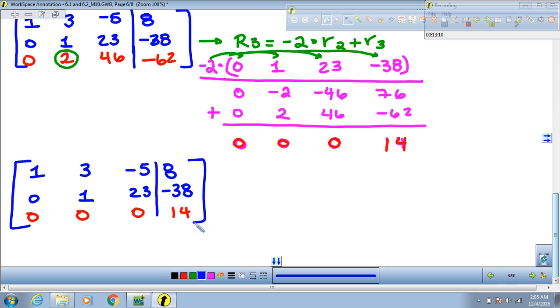So I'm going to stop here, and I'm not even going to try to make the 0 that you see in the third column. Technically we should work it out to make it a 1, right? Because we want our diagonal of 1s here. But we're not going to do it because this is a special case.